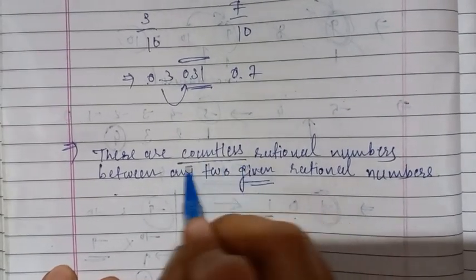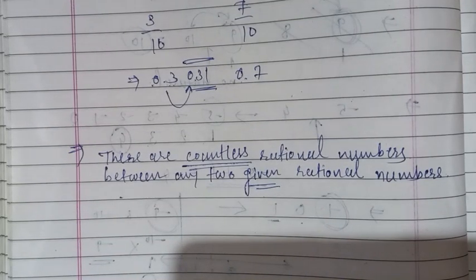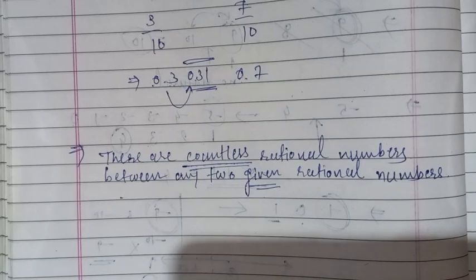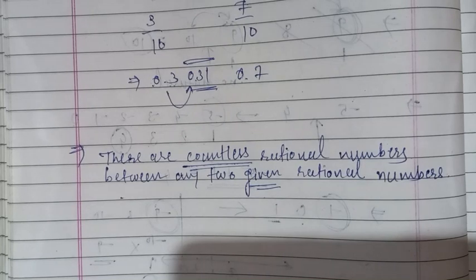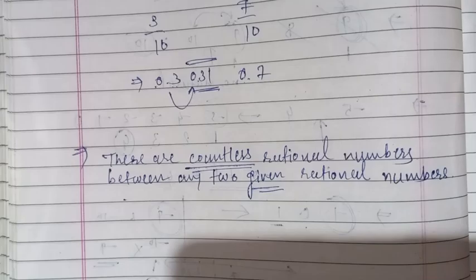So what is the meaning of countless? Countless means that you can't count. If you have a bowl of grains, then you can't count how many grains are in the bowl. So this is an example of countless. So you can't count how many rational numbers are there between any two given rational numbers. So this is the conclusion.